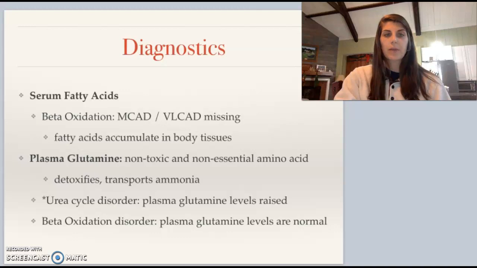And lastly, there's plasma glutamine. And plasma glutamine is a non-toxic and non-essential amino acid that detoxifies and transports ammonia. So in a urea cycle disorder, plasma glutamine levels are raised, and in a beta oxidation disorder, plasma glutamine levels are normal. So as discussed previously, the young child has increased amounts of ammonia in her blood, and it's the same symptoms that are shown when there's a urea cycle disorder. So the plasma glutamine is the best diagnostic to use to distinguish between the two disorders.